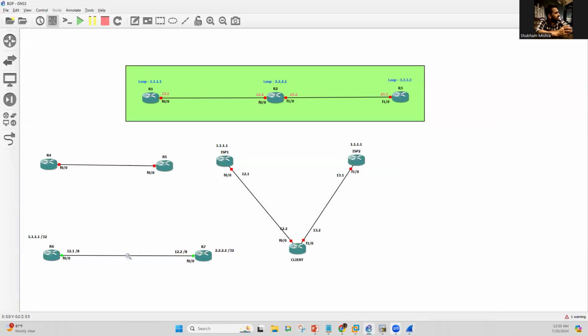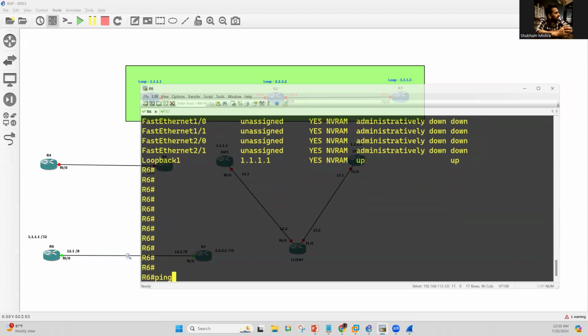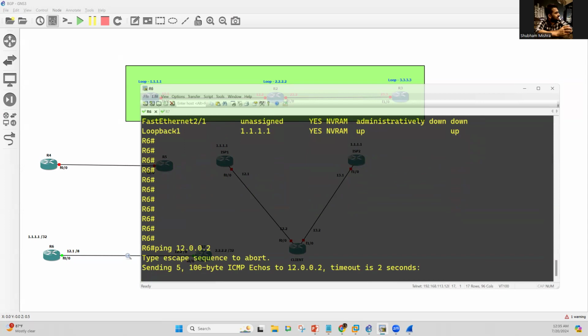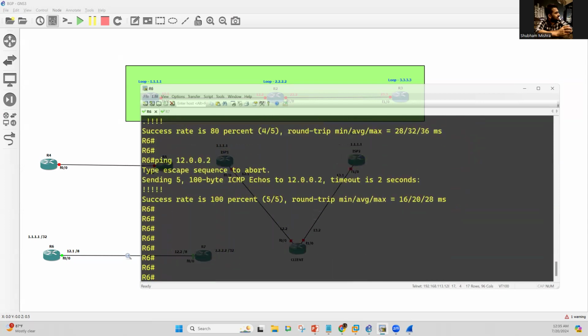Okay. Now, come on R6. Let me ping 12.0.0.2. Yes, I am able to ping. It means the IP address is configured on R7. There is no problem. Okay.